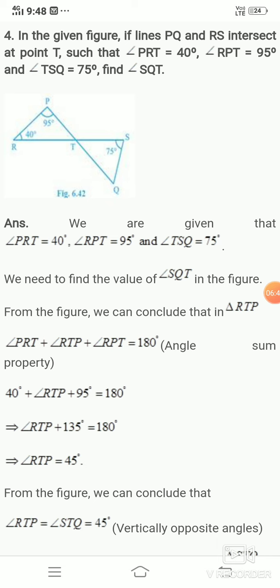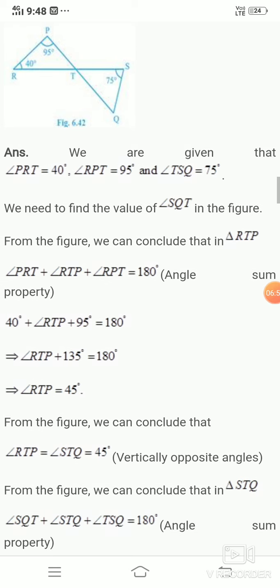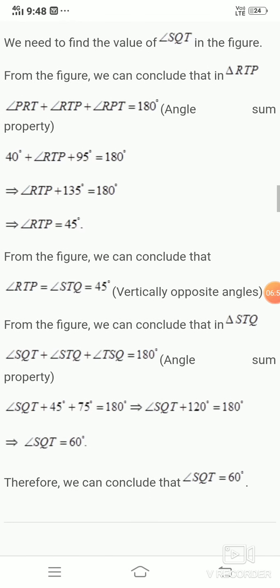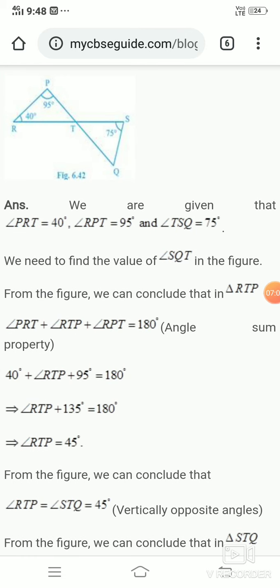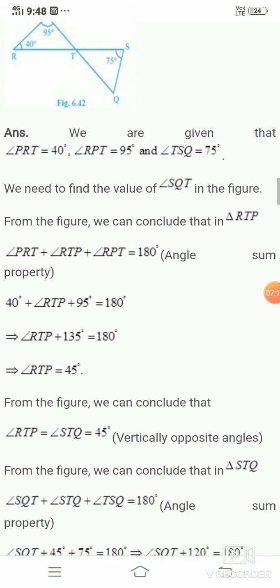So we can conclude that RTP equals 45 degrees. Using the vertically opposite angle, RTP equals STQ at T, as both triangles intersect at T. That is, the triangle PRT and the triangle SQT intersect at T. So vertically opposite angles are equal. So in this triangle, STQ equals the same 45 degrees.